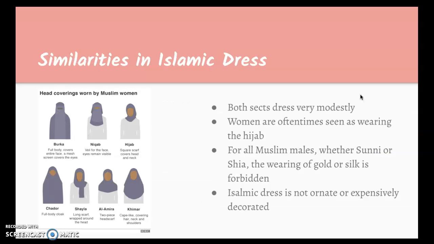So for similarities in Islamic dress, both sects dress very modestly, which is just part of a cultural understanding of the Islamic faith. And women are oftentimes seen as wearing the hijab, which is something that you probably have seen out in America. And for all Muslim males, whether Sunni or Shia, the wearing of gold or silk is forbidden, whereas for women, this is allowed. And Islamic dress is not ornate or expensively decorated as well.